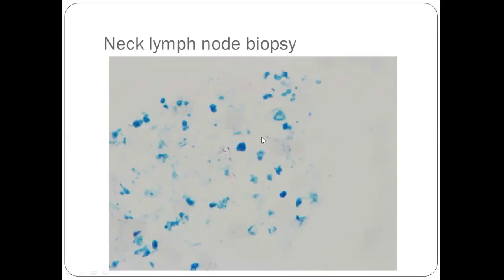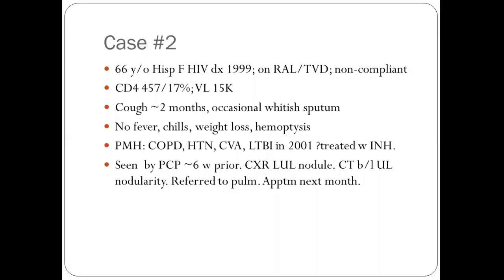This is an AFB stain, and it's a paucibacillary disease. So just a few of them, just 3 in this field. It was a very difficult diagnosis, but he ended up growing Mycobacterium tuberculosis as well. So this is a second case.